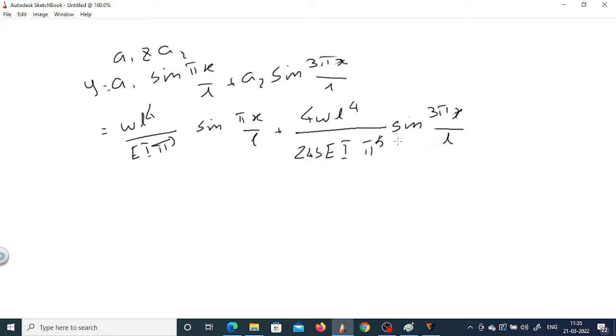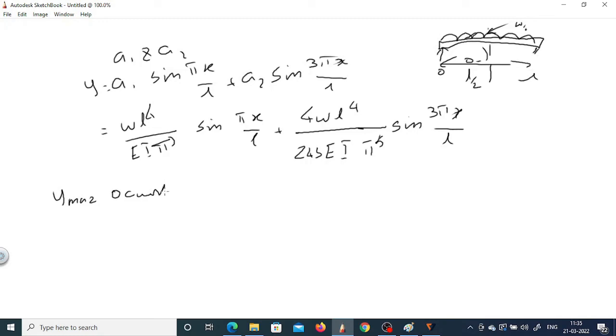What is the next step? Yes, y max. Where is the maximum deflection on the simply supported beam with the uniform distributed load? You see, at the center portion only maximum deflection occurs, which means the total beam length is 0 to L. Here 0, here L. So what is the center point, which is L by 2. So maximum deflection, y maximum occurs at x equal to L by 2. So I substitute the x with L by 2.